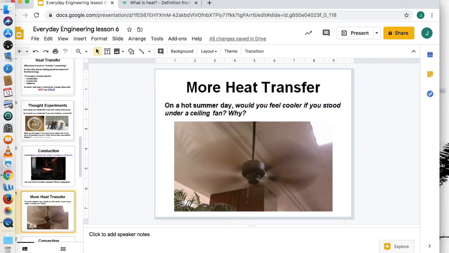And then more heat transfer on a hot summer day. Would you feel cooler if you stood under a fan? Why? That's another idea.